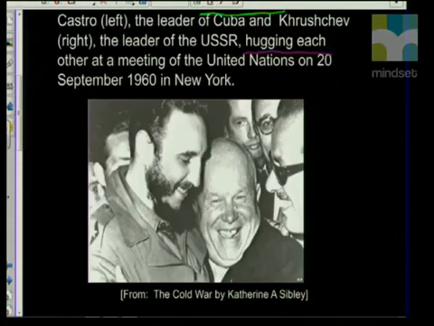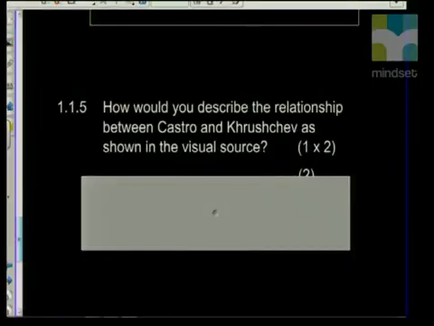Okay. Other visual clues that you can use to answer the question are they're laughing, they're smiling, they seem to be happy to see each other. So again, that tells you that this was a friendly relationship between the two leaders, Fidel Castro of Cuba and Nikita Khrushchev of the USSR. Okay, then when you go to the question, you know exactly what is going on and what the relations were between those two.